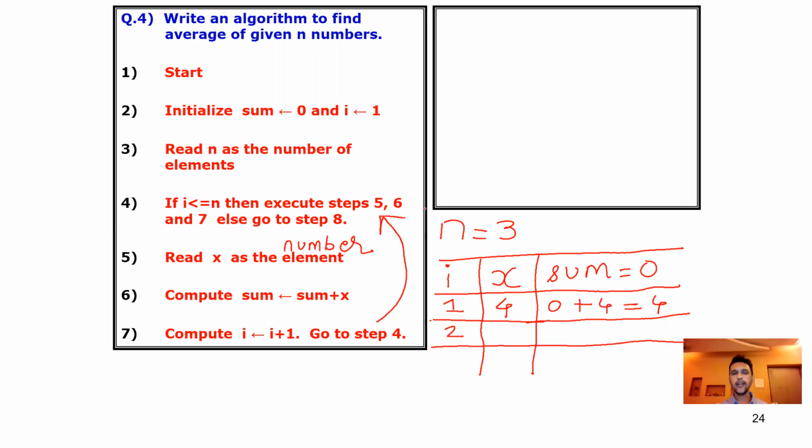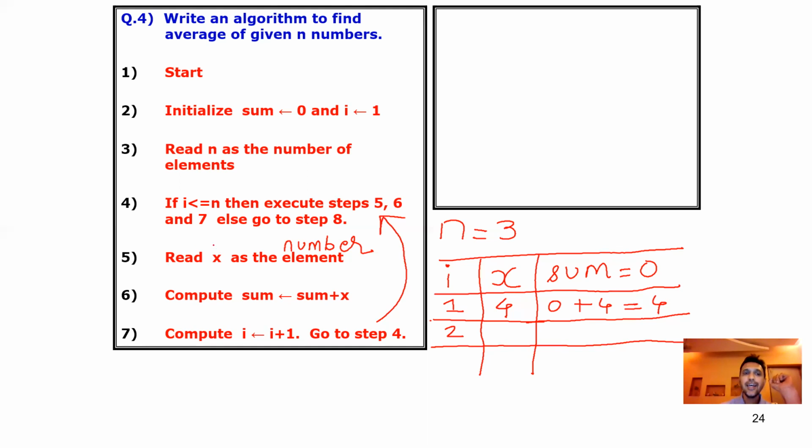Now those who are paying attention, for you, this must have become simple. So now I'll go a little fast. Now, please answer the questions with me so that we don't lose the tempo. What is the value of I? 2. Very good. Is 2 less than equal to 3? True. So now we execute step 5, 6, 7.